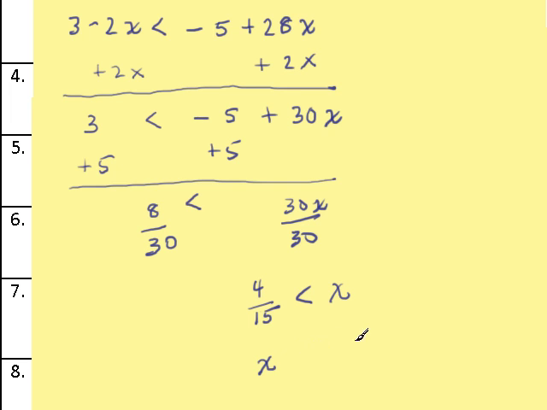So let's do that. So we have x, and then we have 4 over 15, and this has to read the same way, x greater than. So what we did here was we didn't just switch the inequality, we wrote the whole thing in the opposite direction. All right, I consider this written backwards, we wrote it forwards.